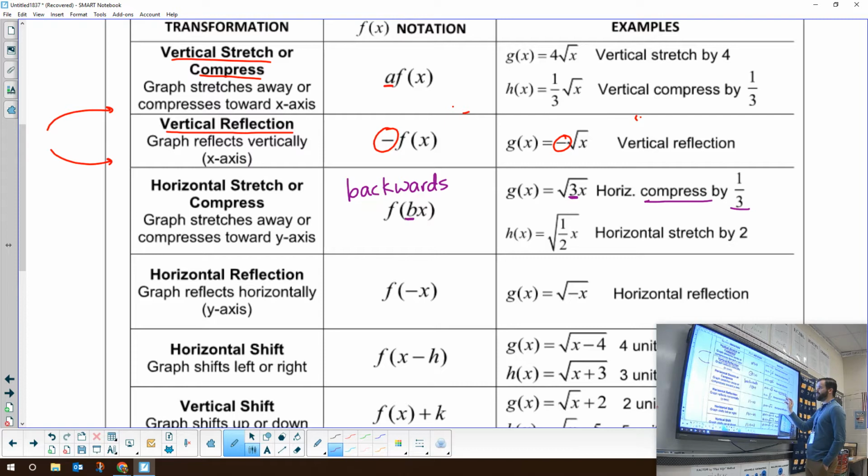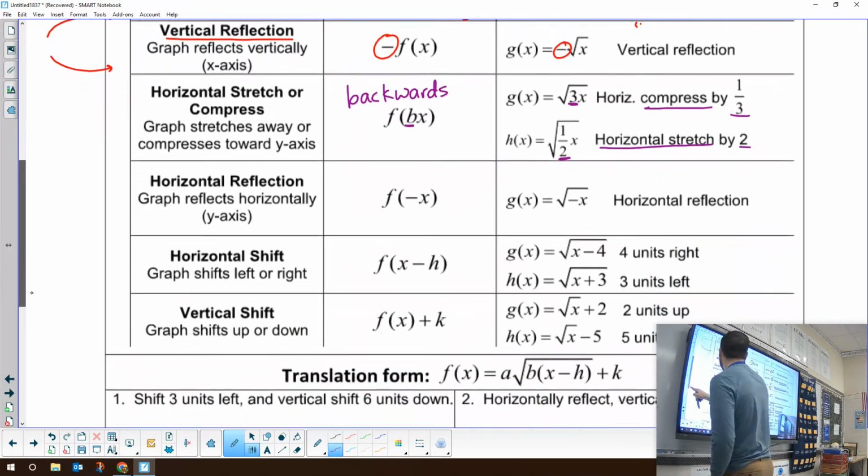See how it's backwards? Where originally, with my A, if I had a 4 on the outside, that's a vertical stretch. No, this one's backwards. If I have a 3 on the inside, it's a horizontal compress by 1/3. And if I have a fraction on the inside, it's a horizontal stretch by 2. So that's something new that we're learning about, is B is backwards, okay? B is on the inside, hanging out with your x, and it's attached to it. So just like H is a liar, B is backwards.